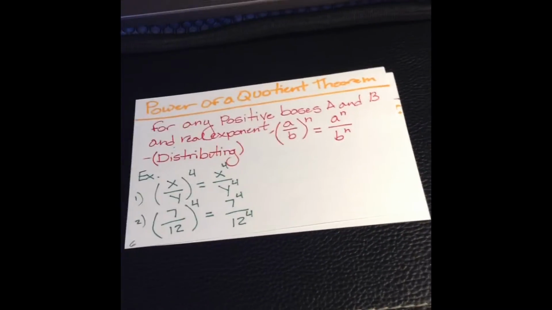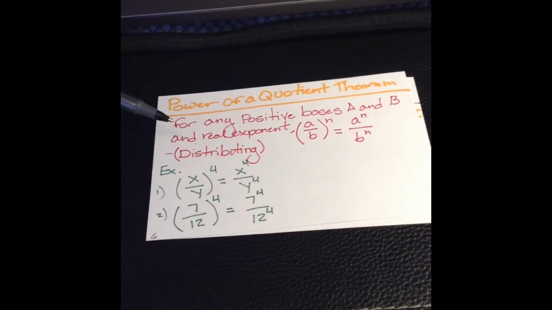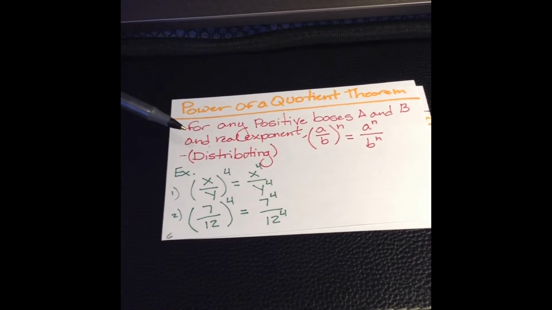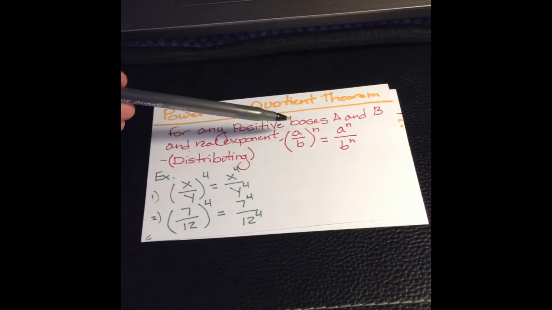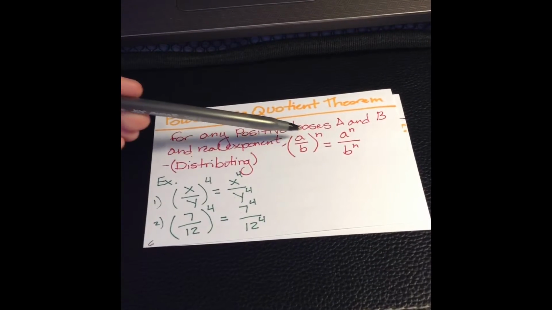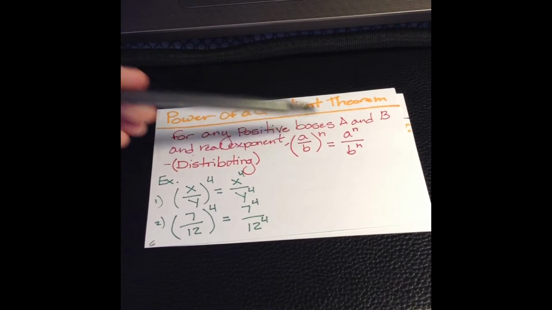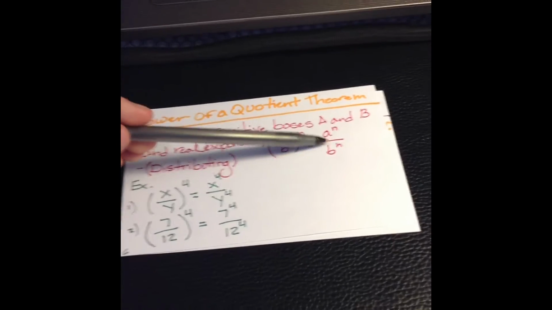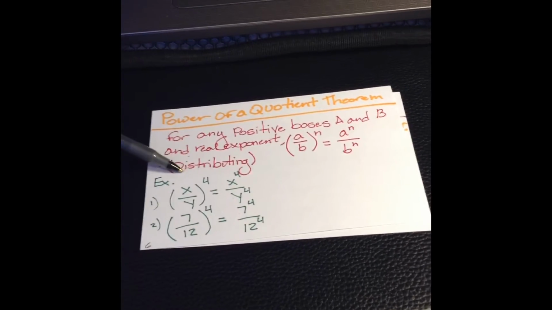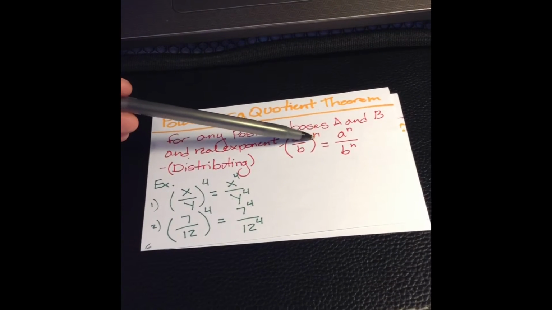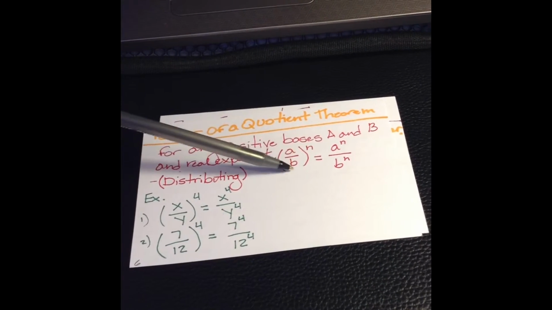Next, we have the power of a quotient theorem, which states that for any positive bases a and b and real exponent, a divided by b in parentheses to the nth power equals a to the nth power divided by b to the nth power. So again, you're distributing the exponent to everything in the parentheses.